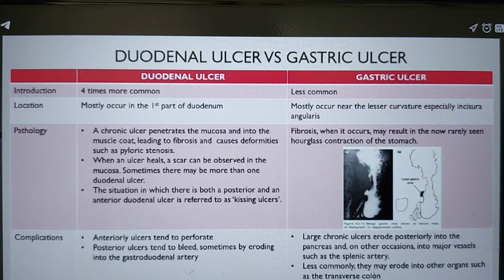It will erode posteriorly into the pancreas and on other occasions into major vessels such as the splenic artery. And less commonly, they may erode into other organs such as the transverse colon. And most of us know that gastric ulcers are commonly associated with malignancy.